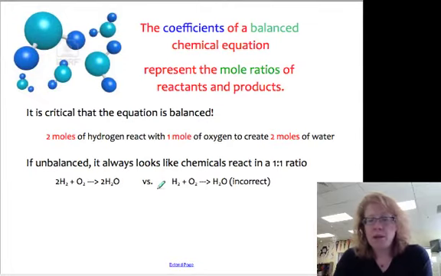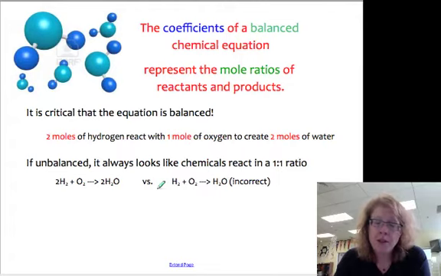How do we get that information? And you probably already figured it out. It's that coefficient. We have to have a balanced chemical equation in order to be able to realistically picture what's going on in that chemistry. So the chemistry is the really important part. You got to balance that equation. And it's the coefficients, those numbers out in front.